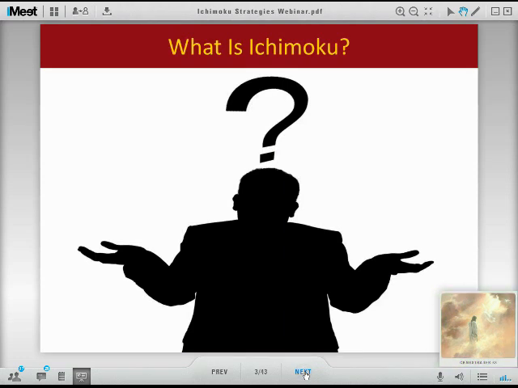All right. So what is Ichimoku? Okay, see, that is interrupting me when you type into the chat box.